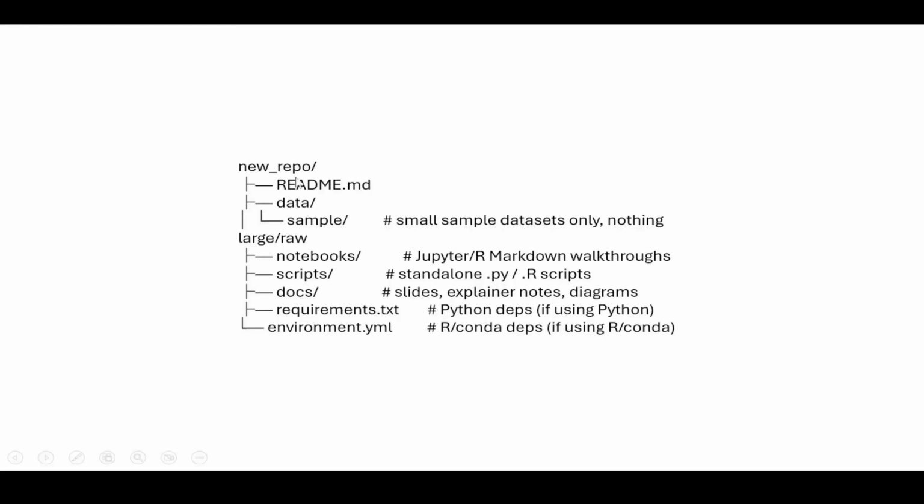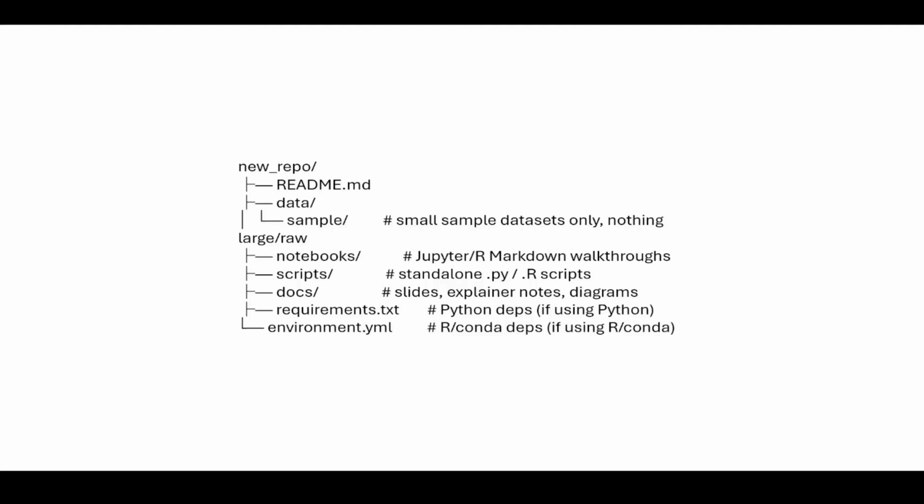So the folder structure would look something like this. So if you want to create inside of a repository, we have a readme.md file, and then we have got a data folder. Inside the data folder, we are having another folder known as sample. Then we are having folders like notebook, script, docs, requirement.txt, and environment.yml. So what are these? Let's not go deep into what are ymls and what are requirements.txt.